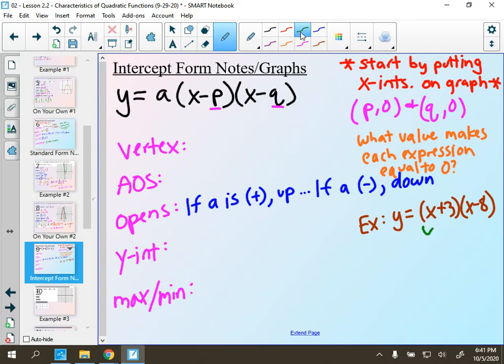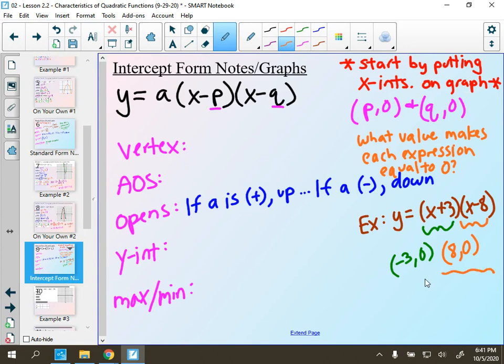What makes this expression, this x plus 3, what x value makes that equal to 0? Well, x would have to be -3, right? So -3, the answer to that question is one of your x-intercepts. This one over here, what value of x makes x minus 8 equal to 0? Well, the 8. So that's my other x-intercept. A lot of people say, oh, that's easy, it's always opposite. And that's true. x plus 3, -3. x minus 8, +8. So that is how that works.